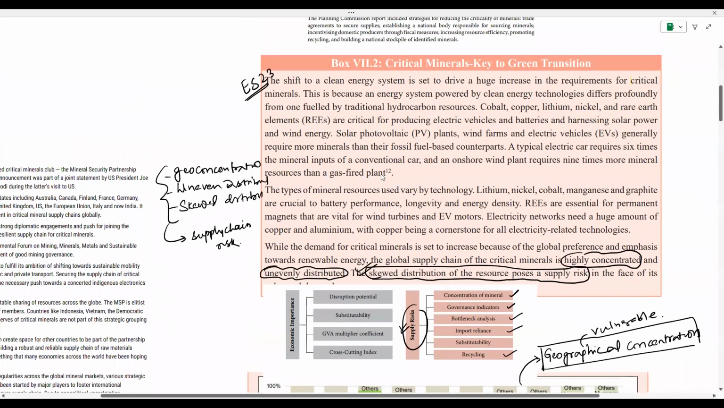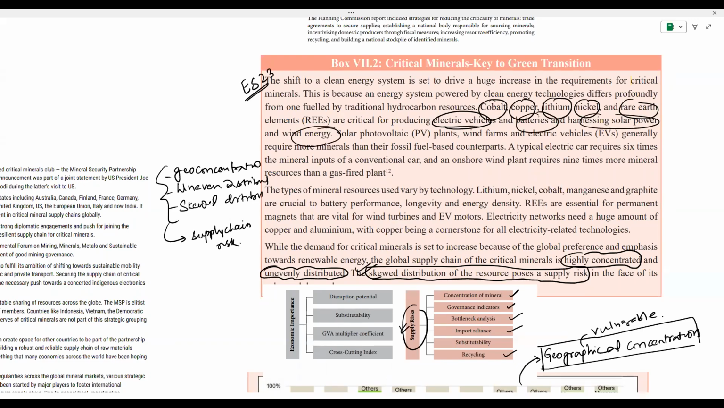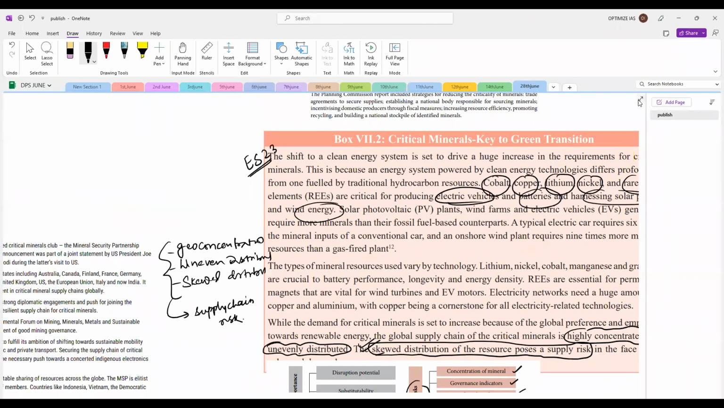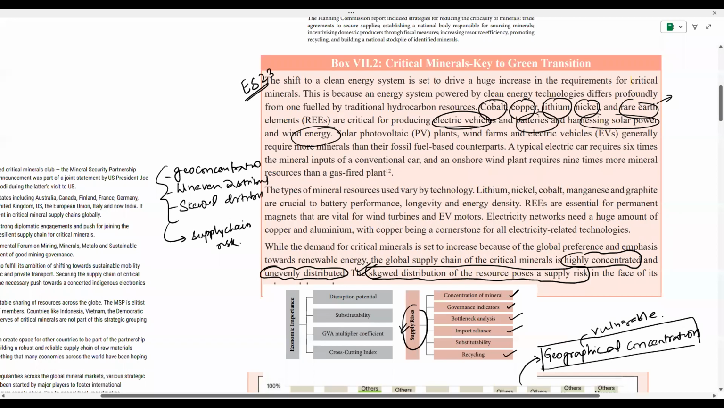So these minerals can disrupt the economy. Cobalt, copper, lithium, nickel, rare earth elements are critical for electric vehicles, batteries, solar power, wind energy. All these are going to disrupt the economy and our life. So these are very, very important. Our new economy will be based on these minerals only.